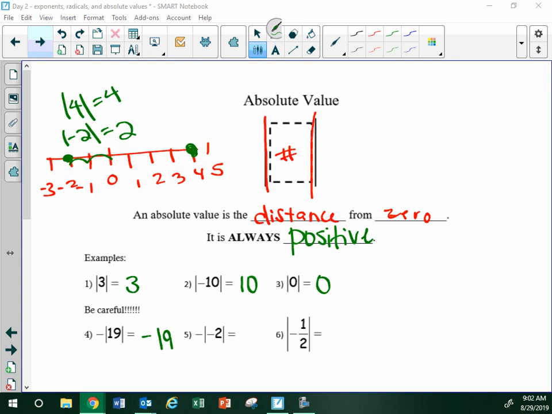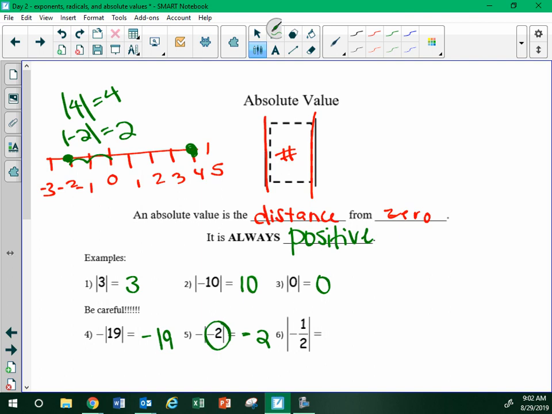So it gets really tricky with number 5. This negative is outside, so I still have to write that. The absolute value can't change that. And now that we've taken care of that, what is the absolute value of negative 2? Positive 2. So this negative had to stay there, and then we simplified this, and that was just 2. So pretty much when you deal with absolute values, anything outside stays the same, and then you just take the inside and make it positive.